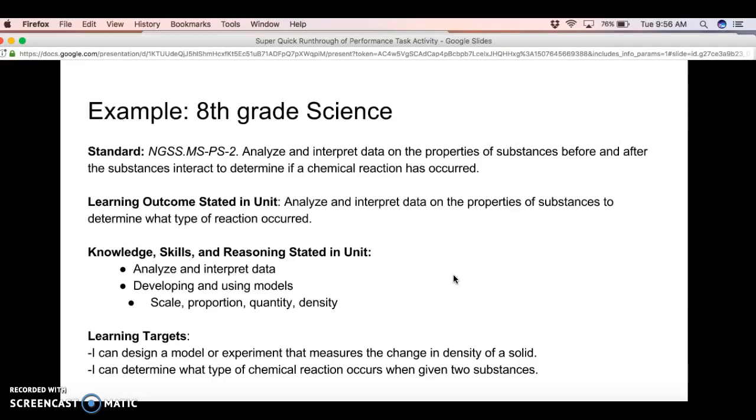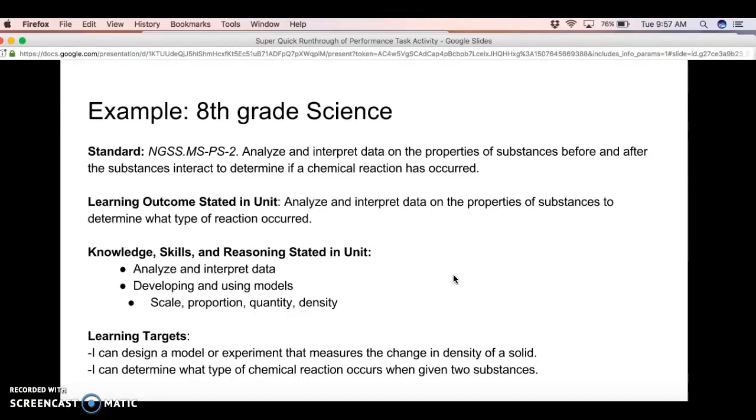So taking all of those things, I'm using the language of the standard. I'm using what I think the learning outcome is, because there's a slight change in terms of determining what the type of reaction is. And using what I know about what it is they're prioritizing in terms of knowledge, skills, and reasoning, I developed 2 learning targets as a result, right? And you can see here the performance of understanding is actually built into the learning target too. I can design a model or experiment that measures the change in density of a solid.